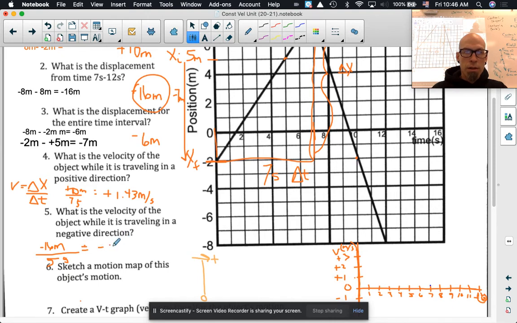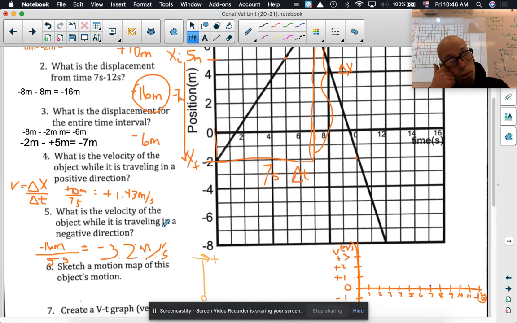And that gives you what? Negative 3.2 meters per second. So that's negative 3.2 meters per second. Hopefully that's what you got.